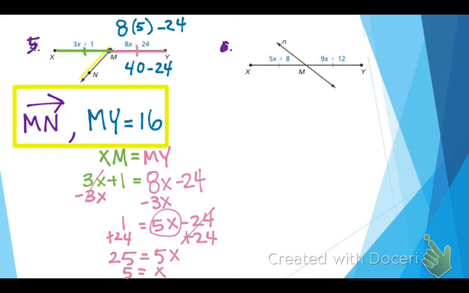So if it asked, what would the length of the whole line be? 32. So if this one is 16, this is also 16, and 16 plus 16 makes 32.